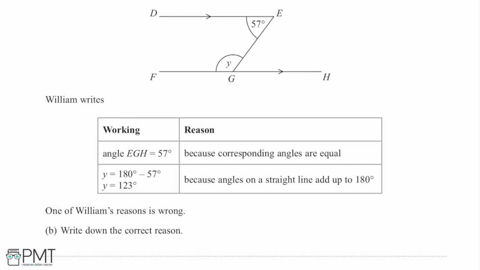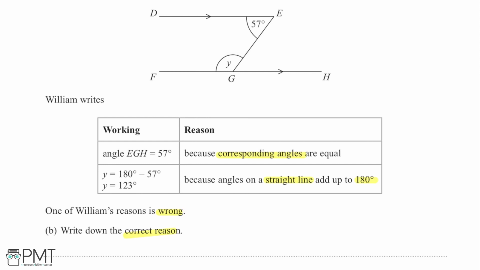So his workings are that angle EGH, which is this angle here, is equal to 57. And the reasoning is because corresponding angles are equal here. And we then have the working that Y is equal to 180 minus 57 because angles on a straight line add up to 180. So they've taken this angle EGH and subtracted it from 180 to be left with Y. And we're told that one of William's reasons is wrong, and we're asked to write down the correct reasoning here.